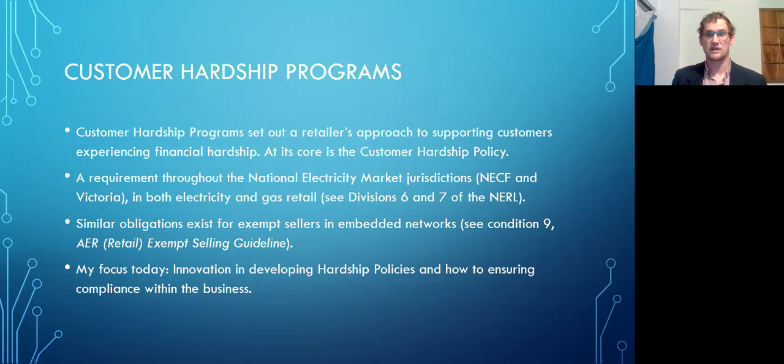So one of the things that we're picking up is that while on the whole, retailers are complying with the requirements of hardship programs, the minimum requirements in the National Energy Retail Law and the Victorian framework, we're not seeing a lot of creativity in thinking about other options beyond those minimum standards for dealing with customers experiencing financial difficulty.